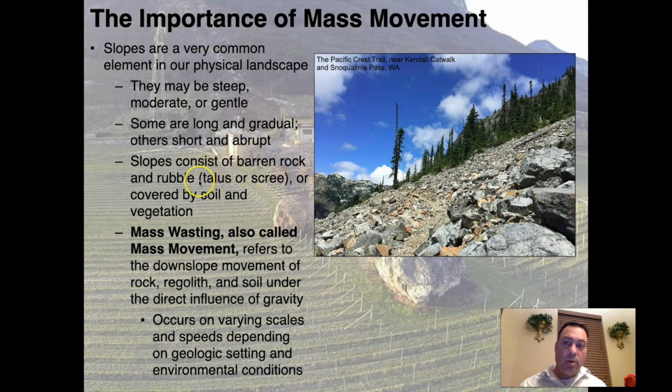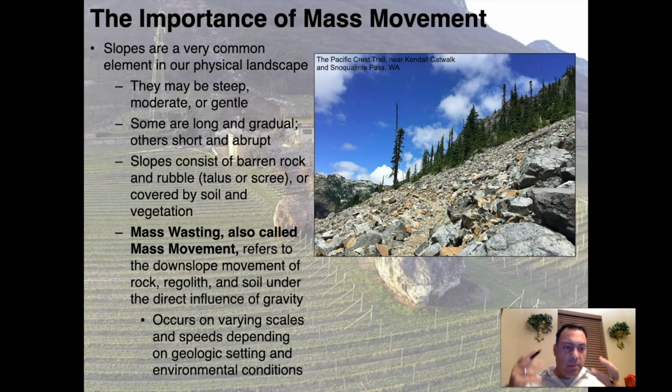Slopes consist of barren rock and rubble. We call those talus or scree, depending on the size of it and its location and context. We'll get into that here in a couple of slides. Or it can be covered by soil and vegetation. I have a great slide here that I found online, and I wanted to share this. This is a photograph that was taken by hikers on the Pacific Crest Trail in Washington. And in this image, we see both kinds of land surfaces. We see the vegetative soil area over here with the trees in the background, and in the foreground over here, we see these big boulders.